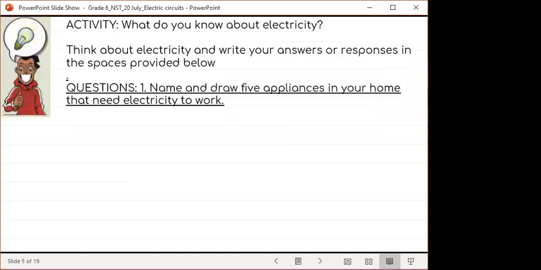All right, cool. As I said, it is leading us to this activity, and question 1 reads, name and draw 5 appliances in your home that need electricity to work. We're not going to draw right now, but if you would like to draw, you can draw in your books, but we can just talk about them. You can raise your hand or type in the group chat the 5 appliances in your home that need electricity to work. I need hands and I also need answers in the group chat.